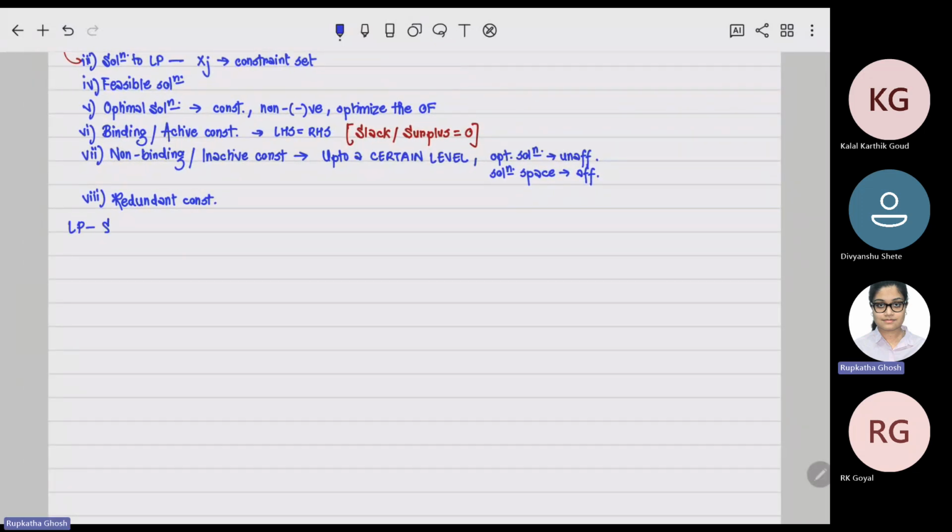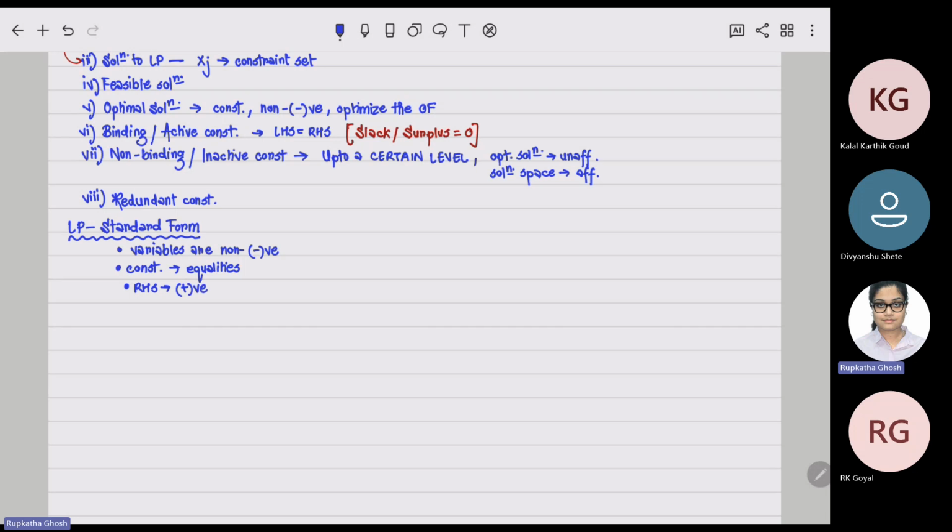Next thing we'll read about is the standard form of an LP. So what is a standard form? A linear programming model in which all your variables are non-negative, all constraints are equalities, and the right-hand side value of a constraint is positive. That is said to be in a standard form.